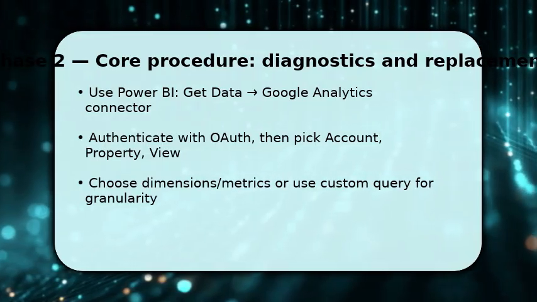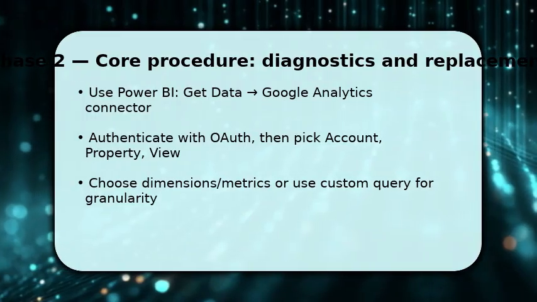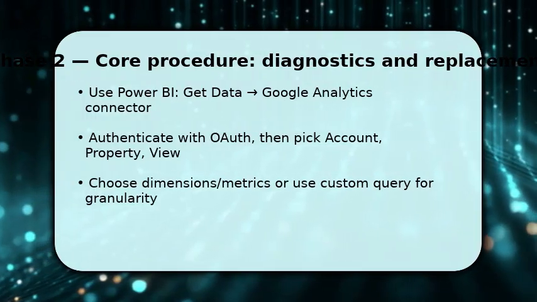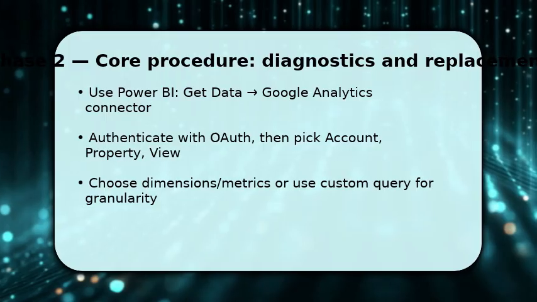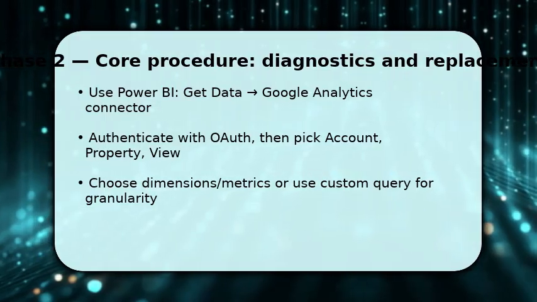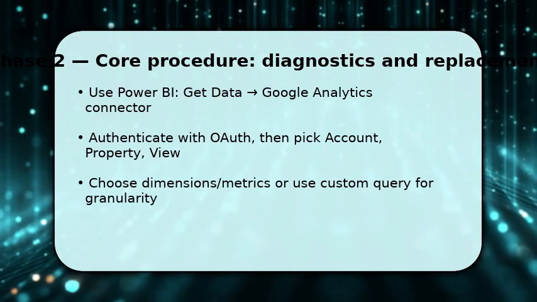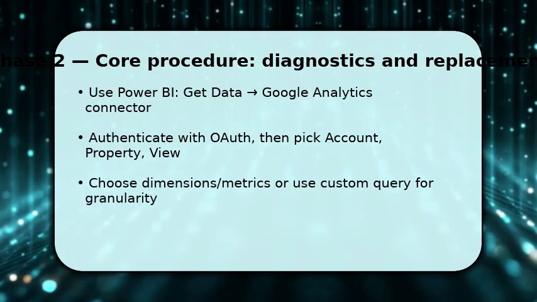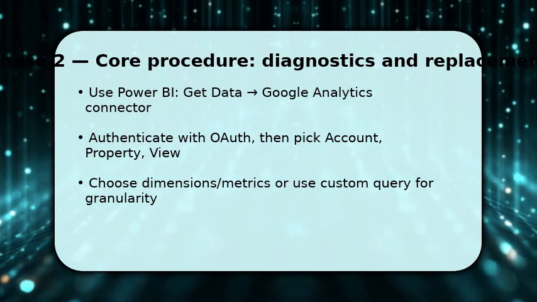Make careful choices of dimensions and metrics. For example, sessions and source medium together give traffic context. If the GUI is limiting, switch to custom queries to request specific date ranges or segments. This step pulls the exact tables you'll transform and visualize.